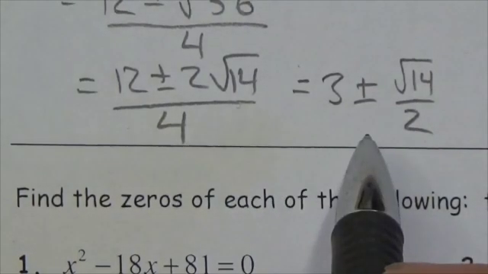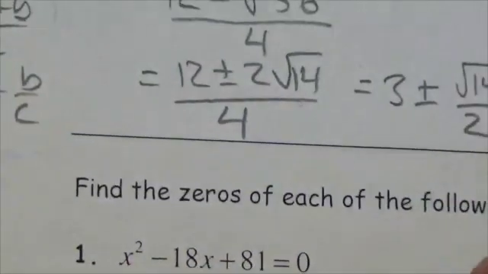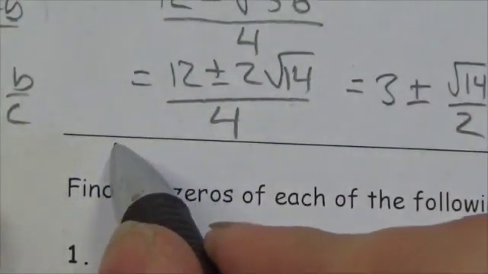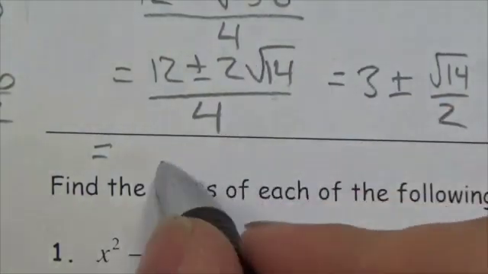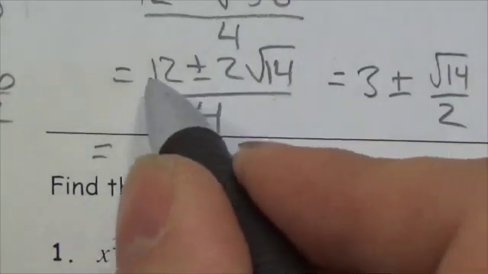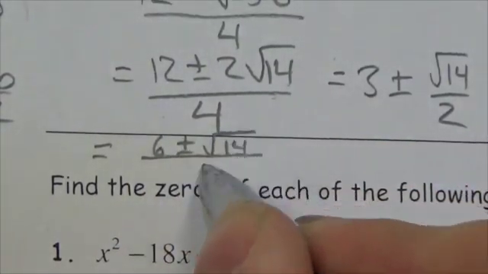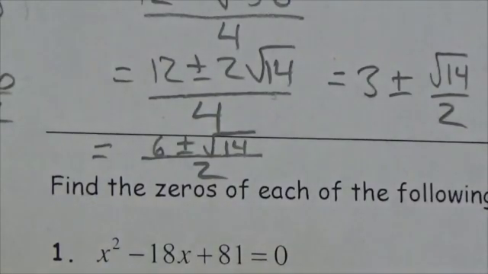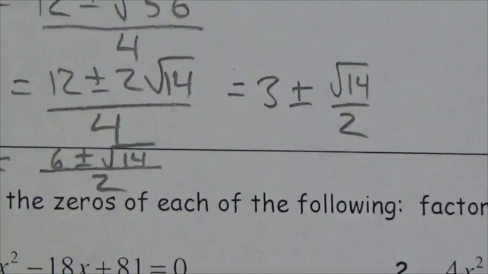If you don't like writing it that far, like the idea of distributing it to both here, you can simply look at this again, and I'll maybe write this down here. I'm starting to get kind of tight here. There is a common factor of 2 to all those. If you want to leave everything in the numerator, if you take a 2 out of the 12 and the 2 root 14, you'll end up with 6 plus or minus root 14, but that will leave you with a 2 in the denominator there. So either one of those is correct. Okay? Let's take a look at the next one.